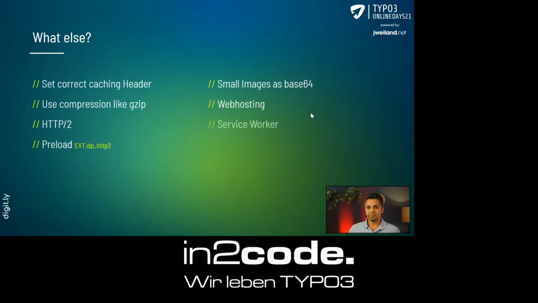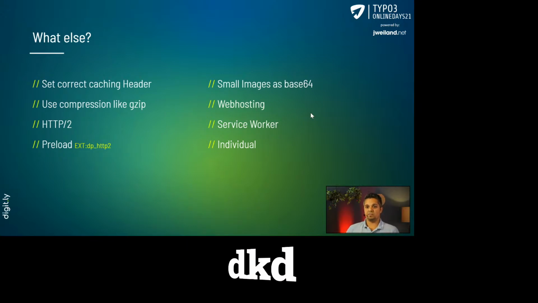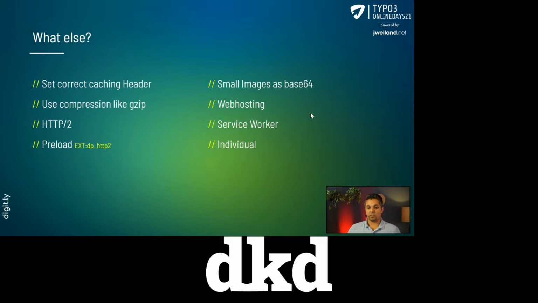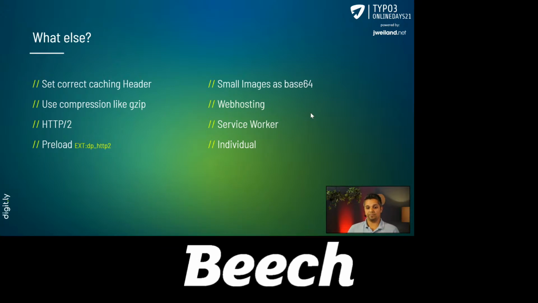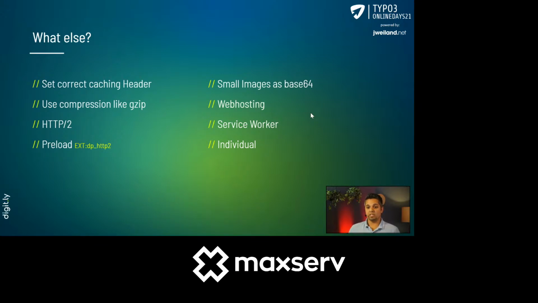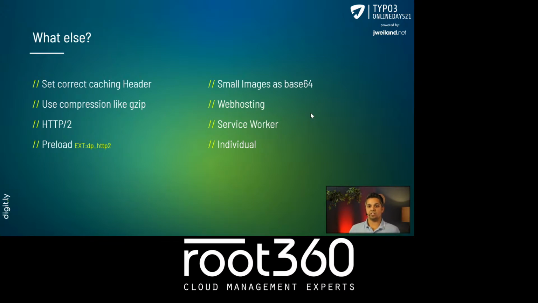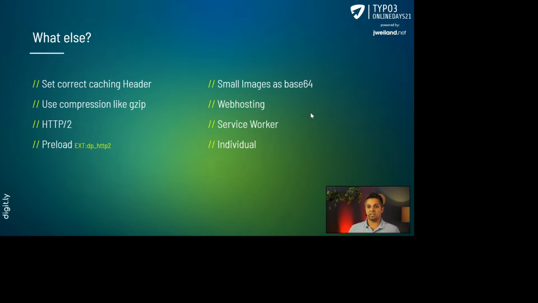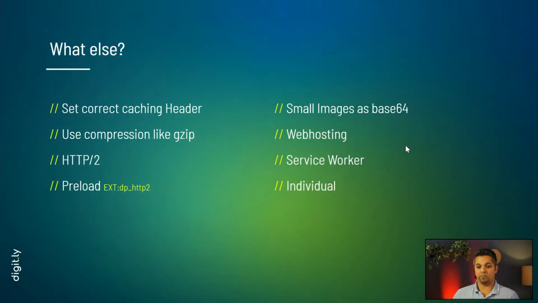What else? You should set correct caching headers. So if the visitor comes a second time, he gets cached content. Use compression like gzip. For example, an HTML file has 100 kilobytes, and with gzip, it's only about 10 kilobytes. It's highly recommended to use HTTP2. The main benefit is that HTTP2 can send multiple files in parallel. HTTP1 cannot. Preload important files with a meta tag or HTTP2 push.